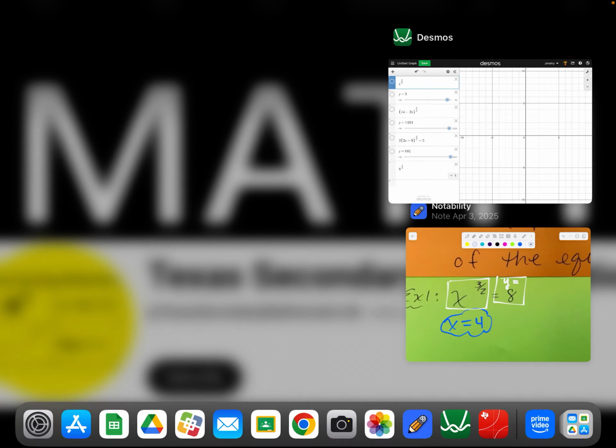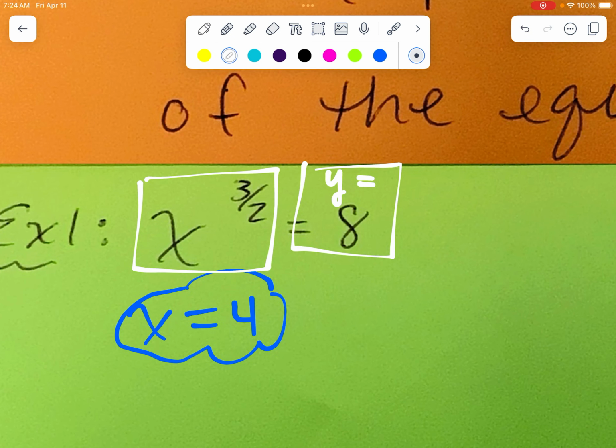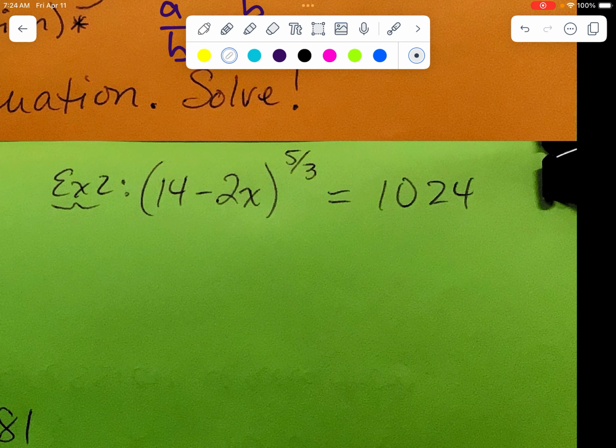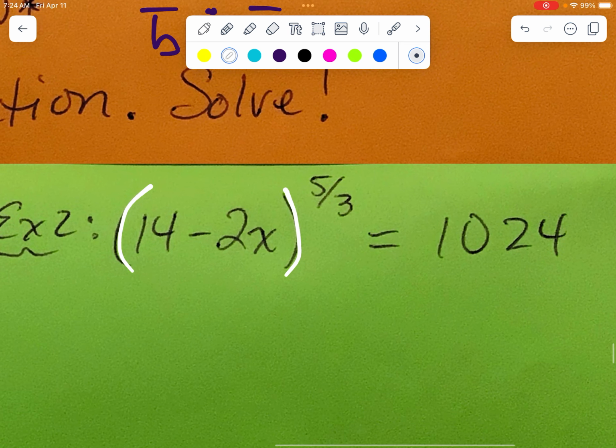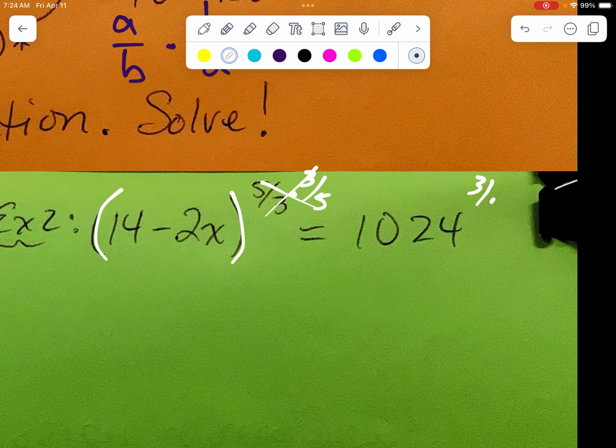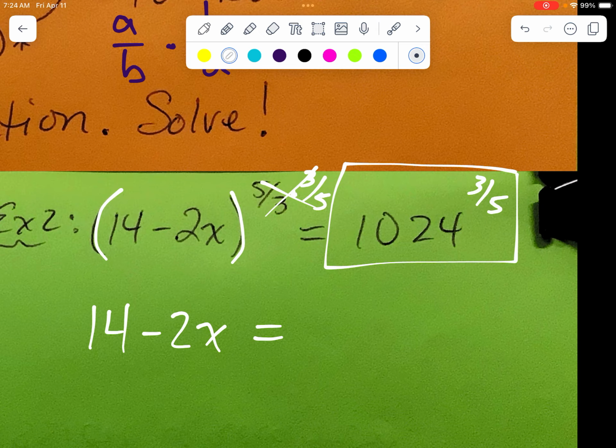All right, let's take a look at a second example, something a little more complex. The goal is to get the house by itself, right? So now we have the house by itself. We need to multiply by the reciprocal. So instead of to the 5/3 power, we're going to go to the 3/5 power. That cancels and turns into a 1. And so we have to go to the 3/5 power over here as well. When we do that, the house goes away. And then let's see what 1024 to the 3/5 power is.